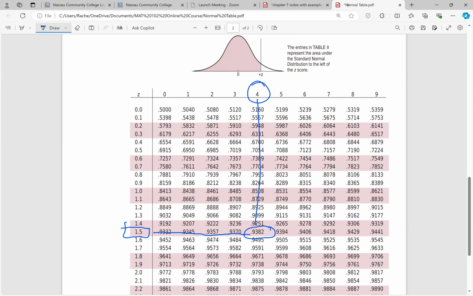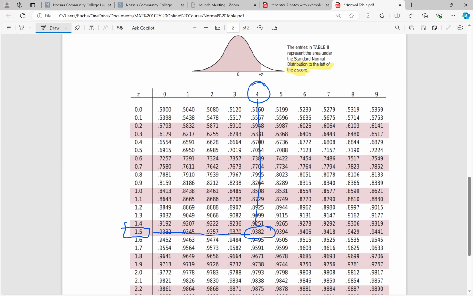And they're going to meet right here at 0.9382. So remember how this table works. This table only gives the area to the left of the z-score. And you could see that in this picture, right? This is the area shaded to the left of the given z-score. This table does not give the area to the right. It only represents the area to the left.